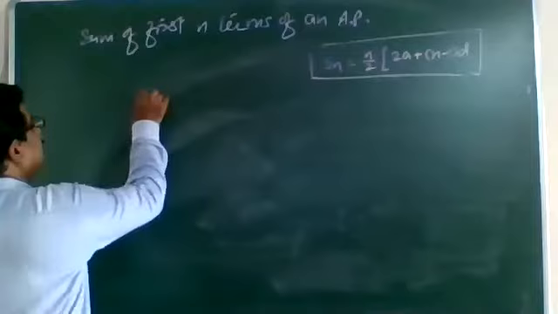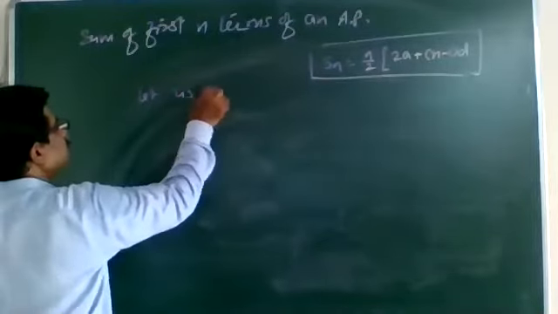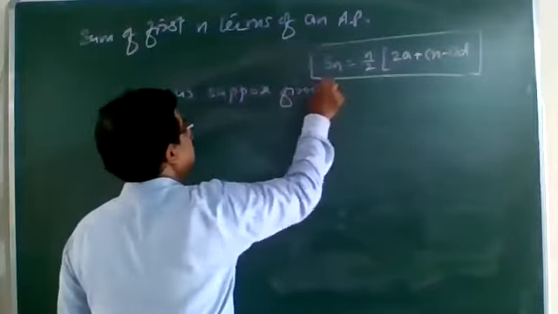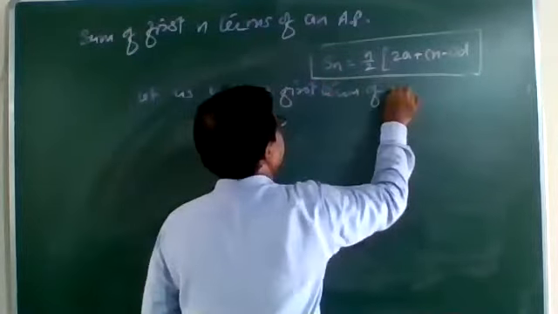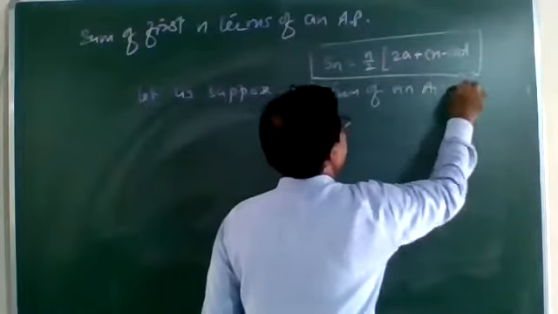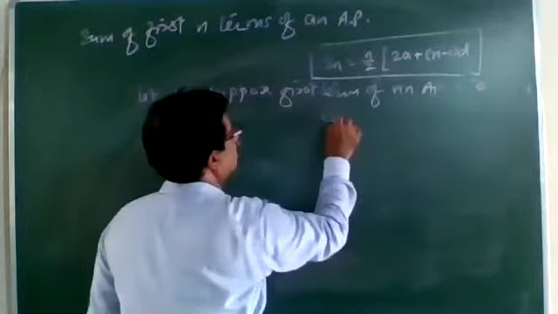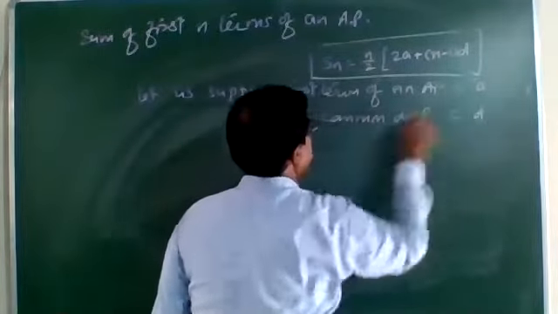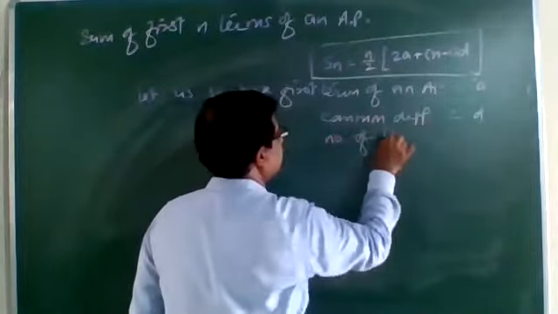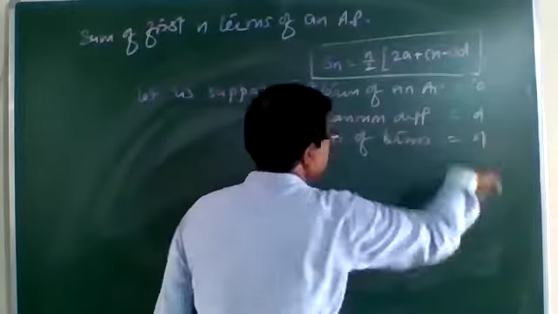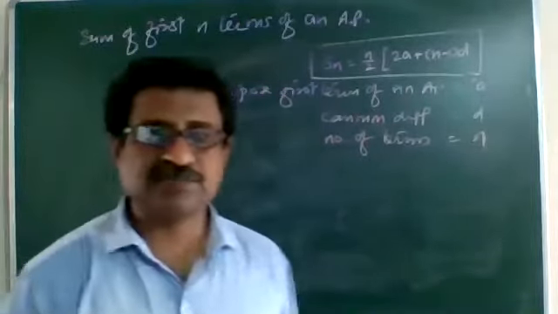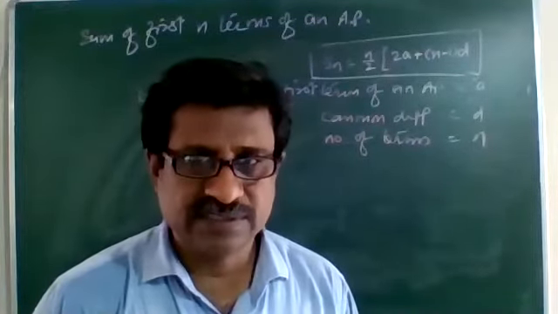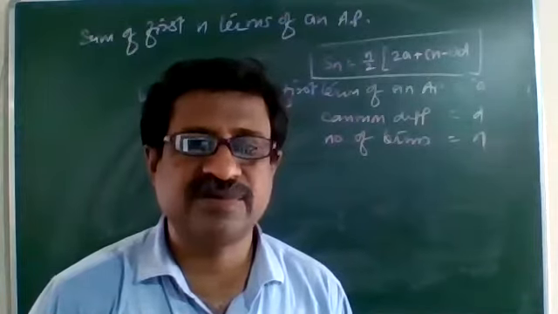For that, let us suppose first term of AP as a and common difference d. Number of terms, n. These are the three things we have considered from our side. The first term is a, common difference is d, and number of terms we have considered as n.